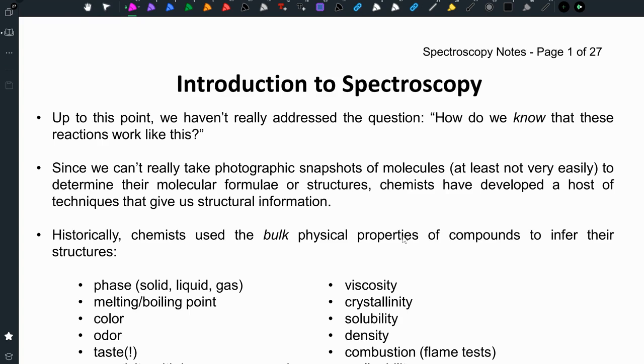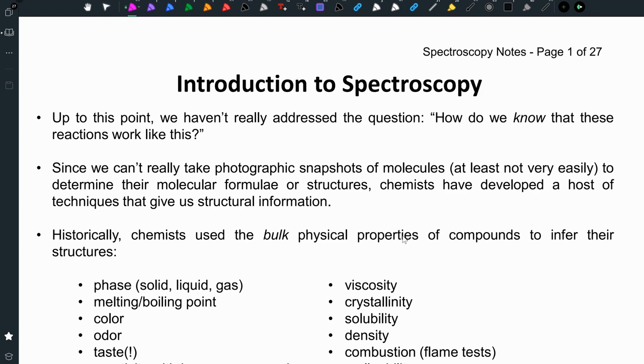All right, I'm going to start a new module that is entirely different from any of the others, because this module doesn't really deal with the fundamentals of structures. It doesn't deal with reactions. It really deals with the question of how do I know what's in a flask in a lab?